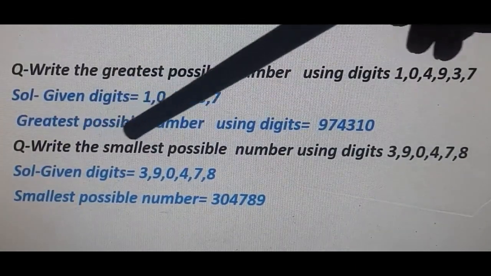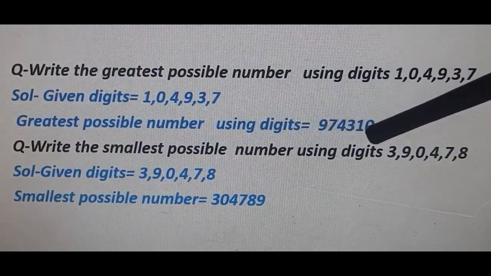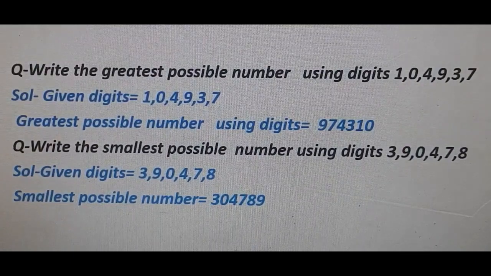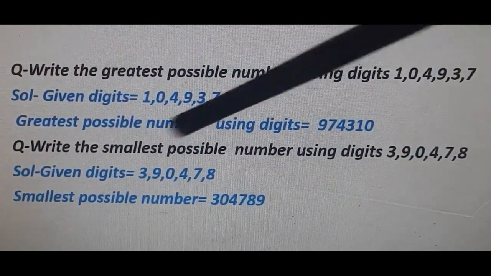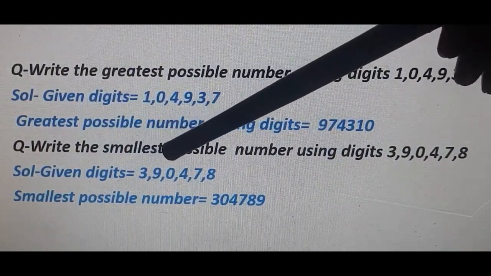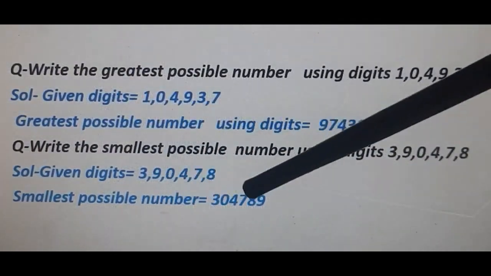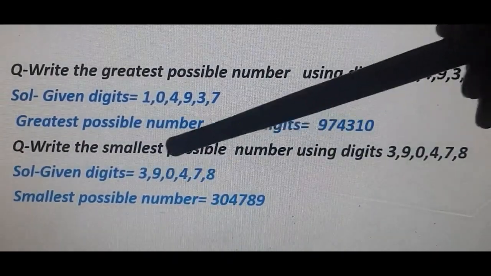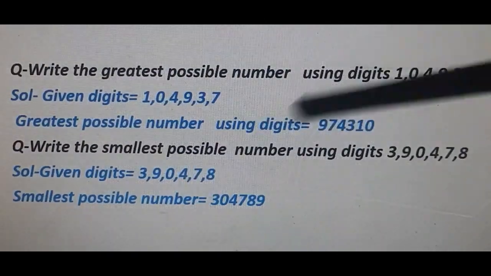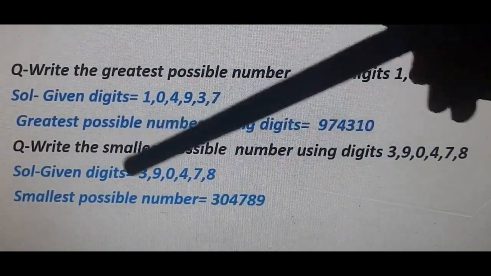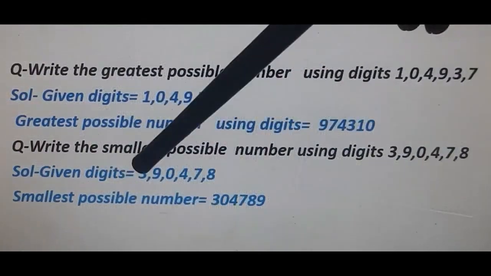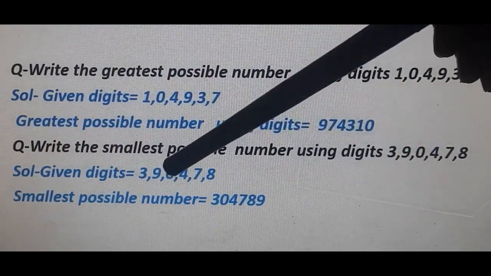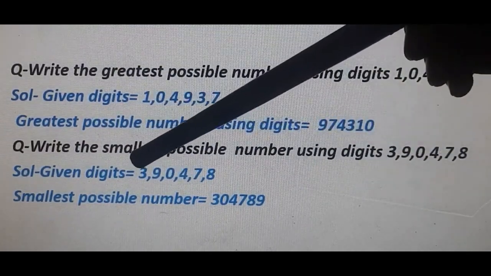Next question is, find the smallest possible number using digits 3, 9, 0, 4, 7, 8. Each digit will be used once only. So we will write down the given digits 3, 9, 0, 4, 7, 8 with commas. Smallest possible number, smallest, छोटा बनाना है तो सबसे पहले सबसे छोटा सर्च करेंगे हम, that is 0. अगर 0 को हम सबसे पहले लिख देते हैं, then it means we are not using all the digits. Then definitely our answer will be wrong. So we will not take 0 first, we will take the next smallest, that is 3.